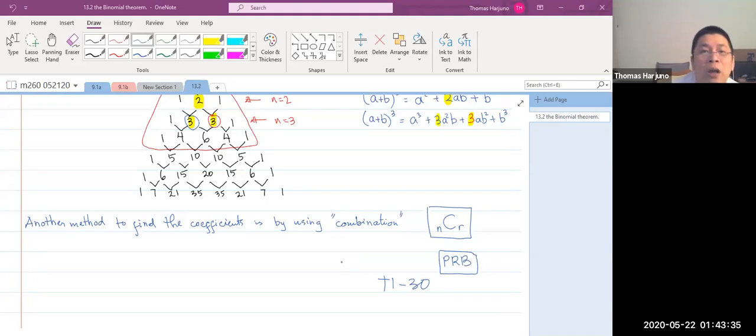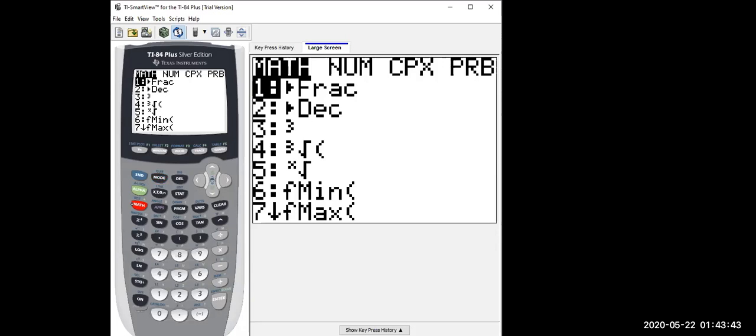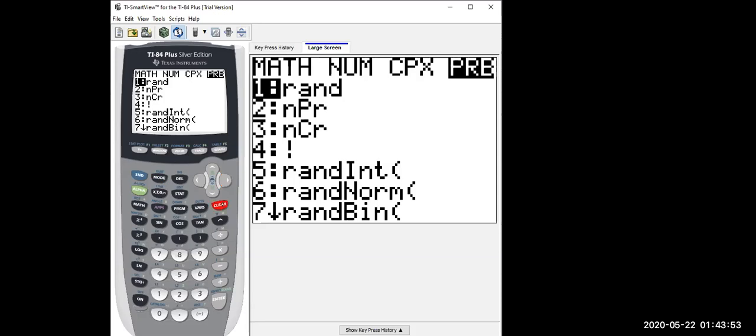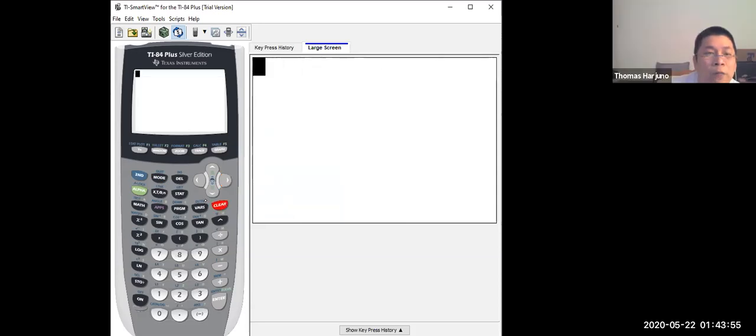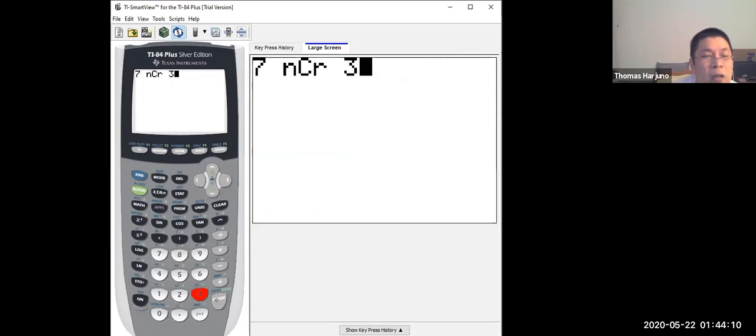If you use TI-84, then you will press this math first. Are you with me? And then you move your cursor to PRB. And the third option is NCR. So the way you punch it will be, for example, 7 choose 3: 7, PRB, NCR, 3, and then you enter.